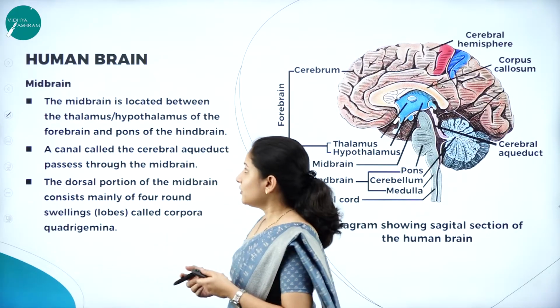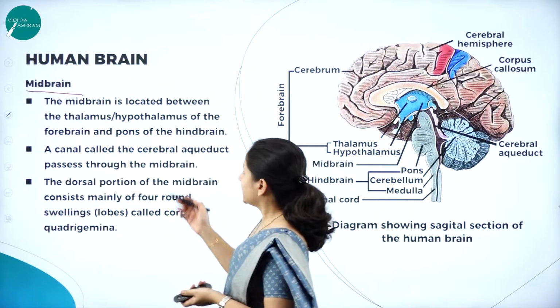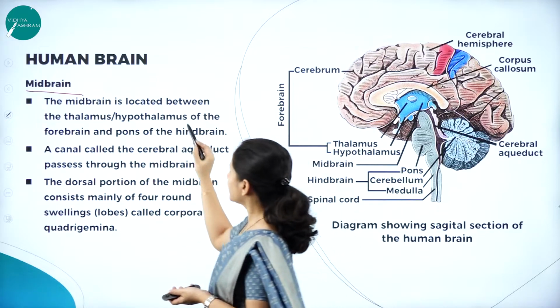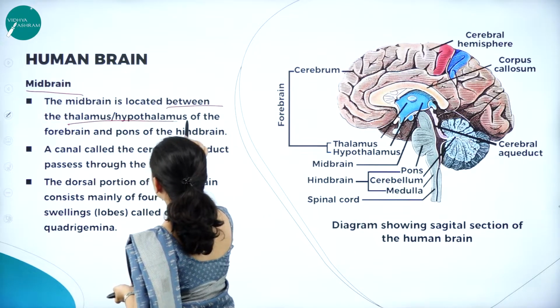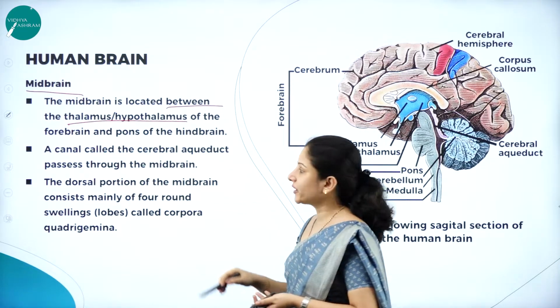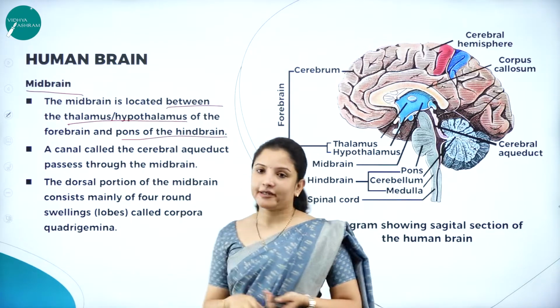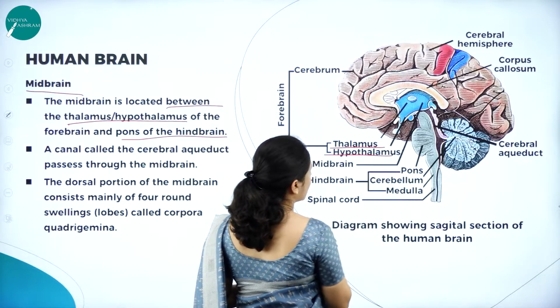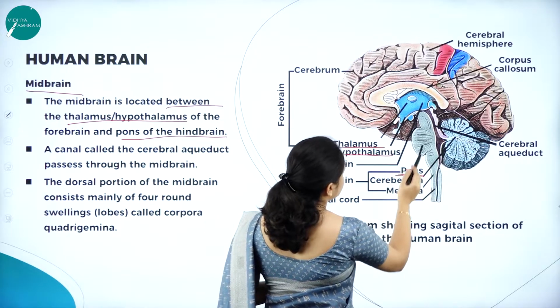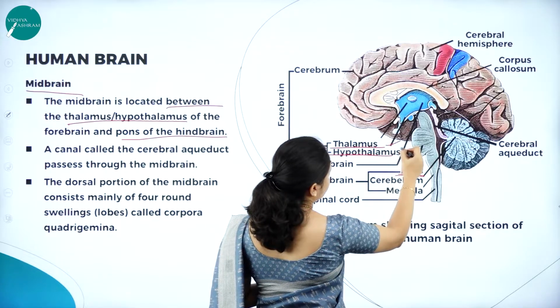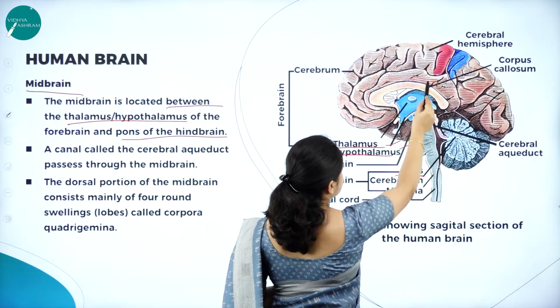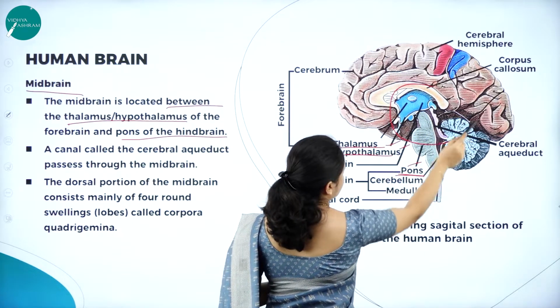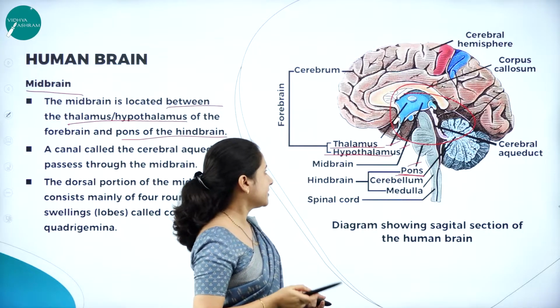Next, moving further, we shall study about the midbrain. The midbrain is located between the thalamus or the hypothalamus of the forebrain and the pons of the hindbrain. If you can see here, there is presence of the thalamus and the hypothalamus. Then we have the pons. So in between the thalamus and the hypothalamus and the pons is present the midbrain. Somewhere in between here we have the midbrain.